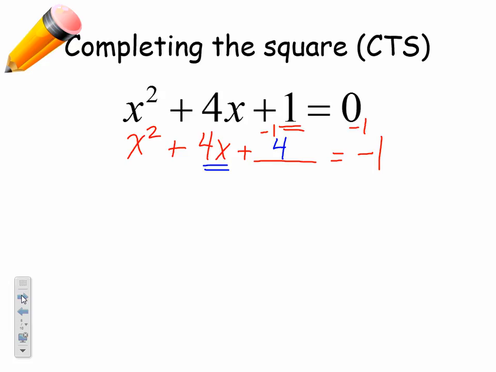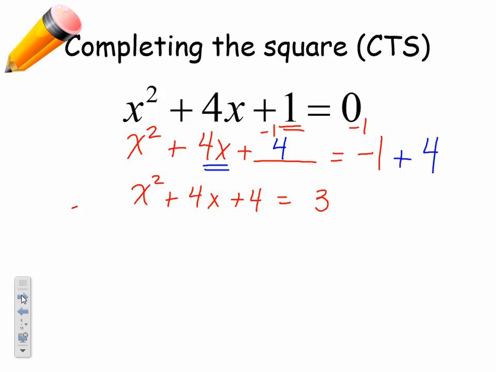Now, since I added a random 4 there, I can't forget to add 4 to the other side. If I only add it to one side, it throws off the whole equation business. I need to be sure that I'm consistent. So once I've done that, I'm going to go ahead now and start to simplify my process here. X squared plus 4x plus the 4 I added, and over here negative 1 plus 4 is 3.